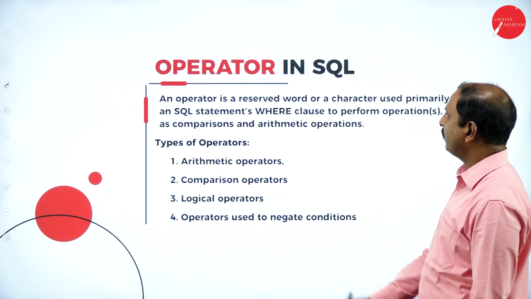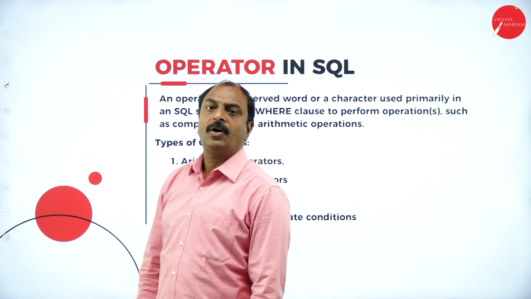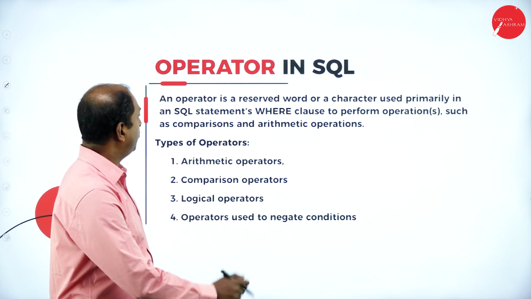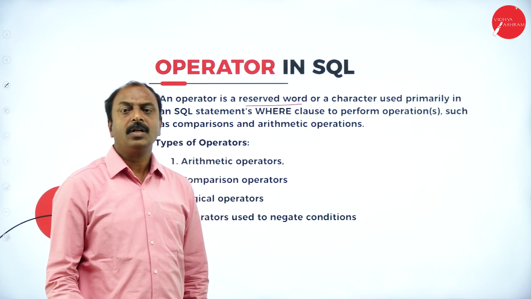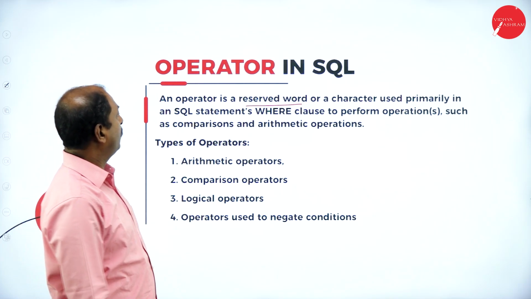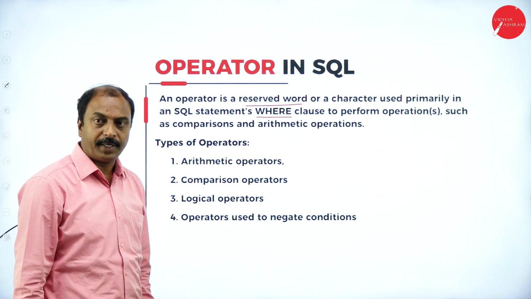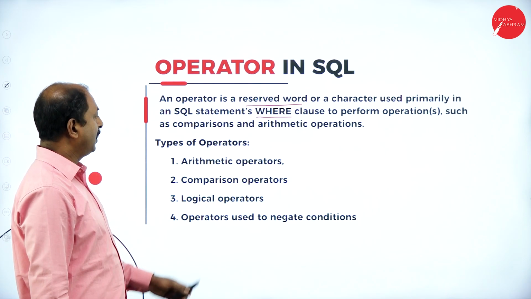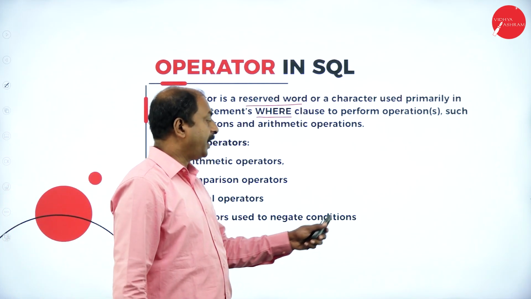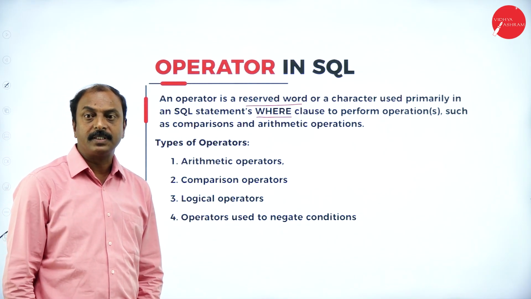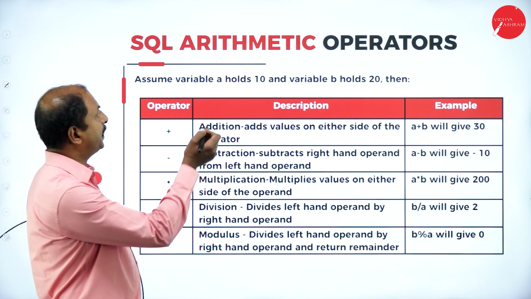In the next slide, we see operators in SQL. So what are operators? In general, operators are characters, or here a reserved word, that represents a type of action or operation. And we use these operators with the where clause in SQL. We have different types of operators: arithmetic operators, comparison operators, logical operators, and operators used to negate conditions. These are the different types of operators in SQL. Now in the next slide, let us see what the arithmetic operators are.